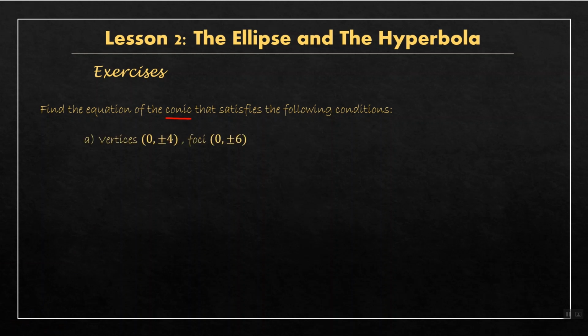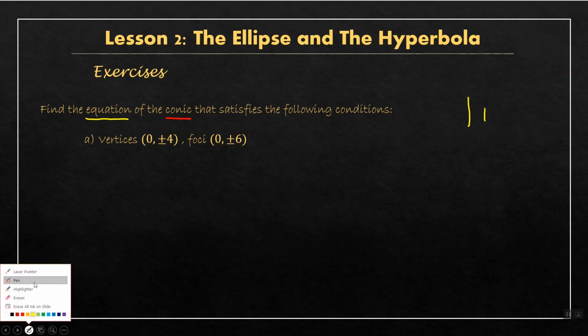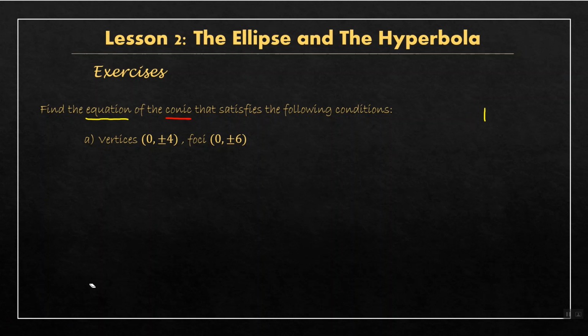So they say that this conic has vertices of (0, ±4) and the foci of (0, ±6). And what do they want? They want the equation of the conic. Before I start, I will need to draw first. So I need to draw what's given to me. So what is given is the following. I am given the vertices and the foci.